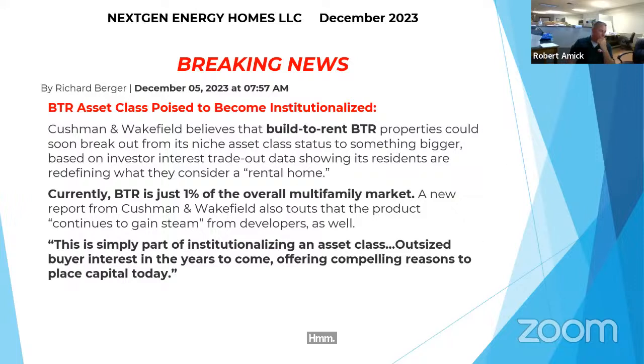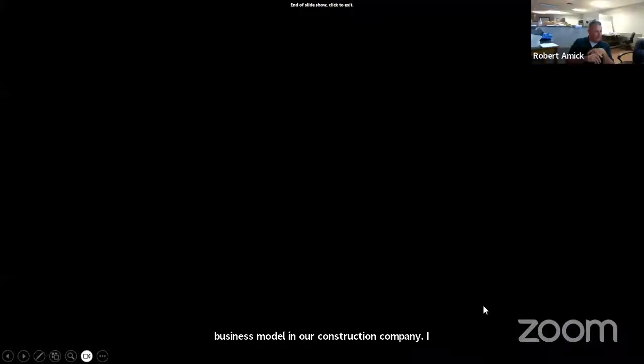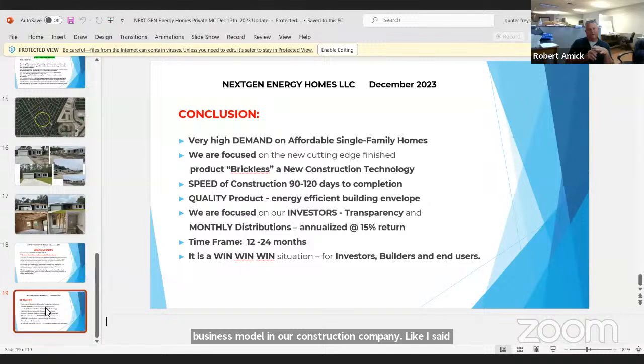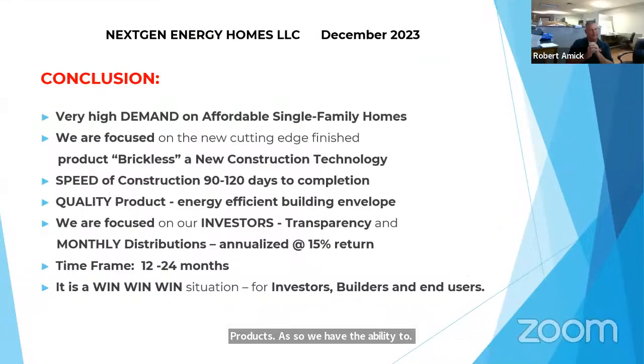Anyway, so the speed of construction with 90 to 120 days and the quality of the products go hand in hand because of the way we have our business model in our construction company. Like I said, we self-perform quite a bit of our own work, so we have the ability to ensure quality control because we have most of the people under our employ. We do not use subcontractors. Currently, we're only using subcontractors for AC and plumbing.